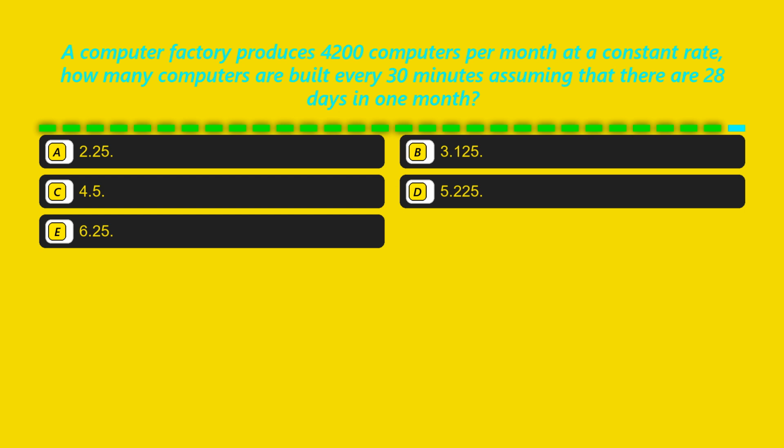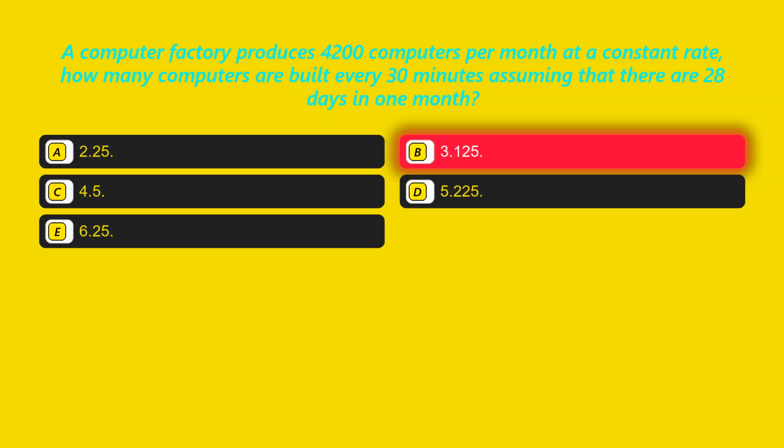Question 6. A computer factory produces 4,200 computers per month at a constant rate. How many computers are built every 30 minutes assuming that there are 28 days in 1 month? Option A, 2.25. Option B, 3.125. Option C, 4.5. Option D, 5.225. Option E, 6.25.